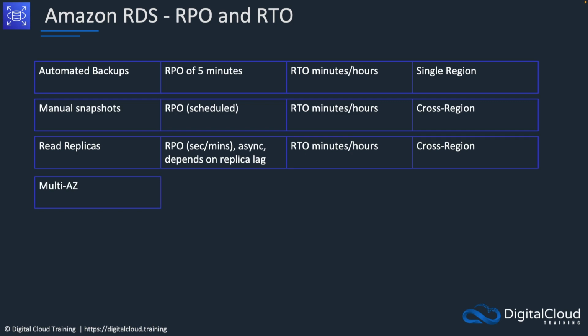We then have multi-AZ. Here, the RPO is milliseconds, so very low because it's synchronous replication. The RTO is within minutes. It's an automated process. The secondary database, also known as a standby, is automatically promoted to be the main database, and it's synchronously replicated, so it already has all the data, so it should be very fast. And multi-AZ is within a region.